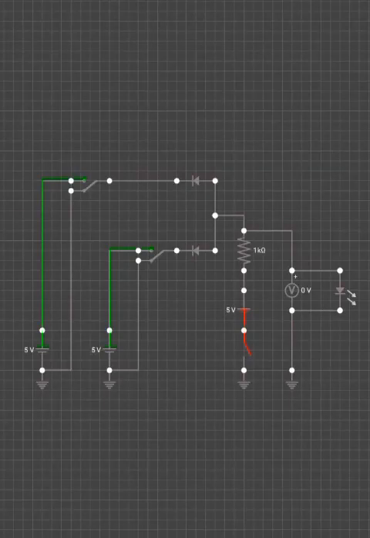Over here we have a diode based AND gate circuit. I will be analyzing this circuit and showing you how it works. But first, before we dive in, what is an AND gate? An AND gate is a logic gate that has two or more inputs and only one output.